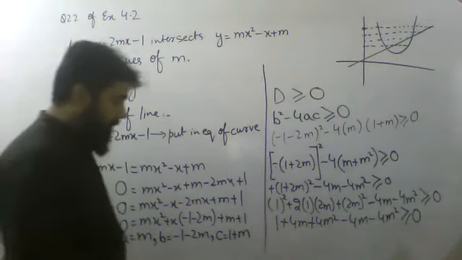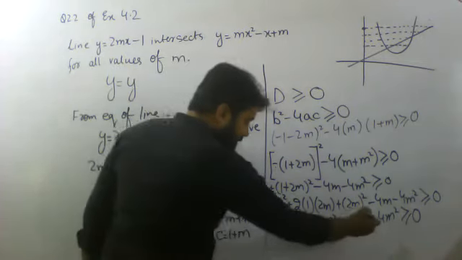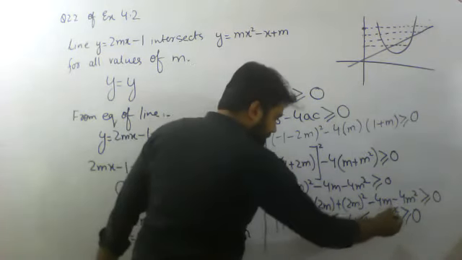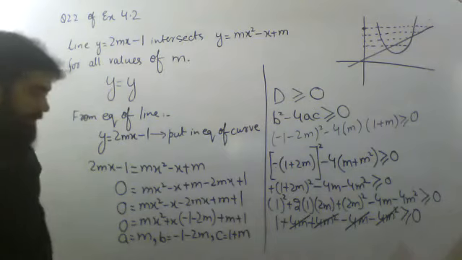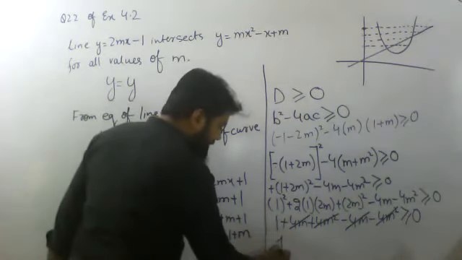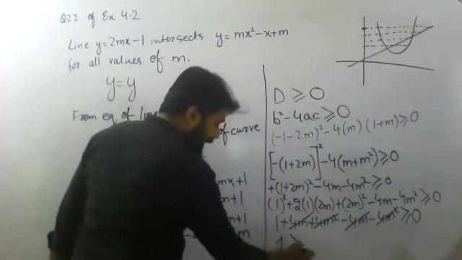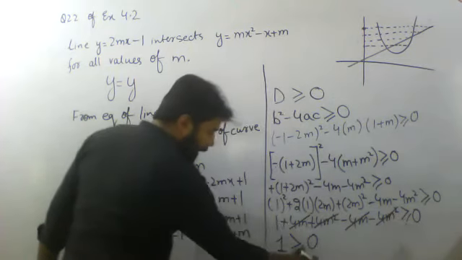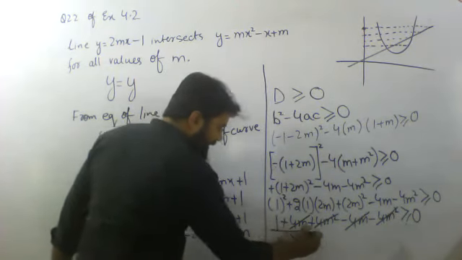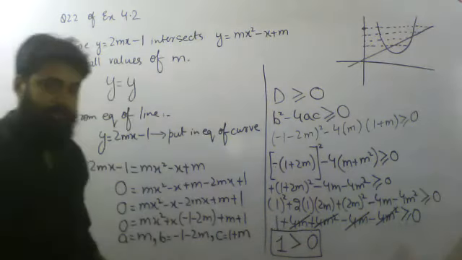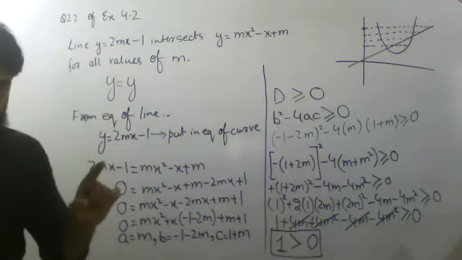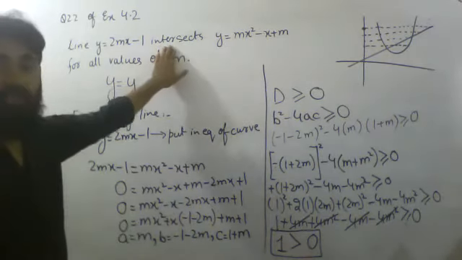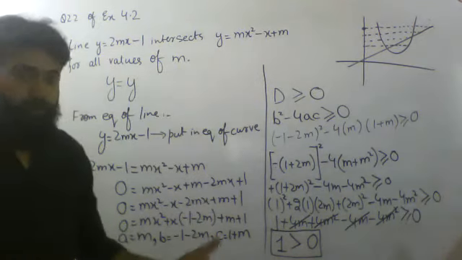Now what is going to happen? 4m minus 4m will cancel. 4m square minus 4m square will be cancelled. So it means 1 is greater than 0. I will not put the equals to sign now, which was over here. 1 is greater than 0. What does it mean? They have said, show that for all values of m, the intersection between line and curve is possible.